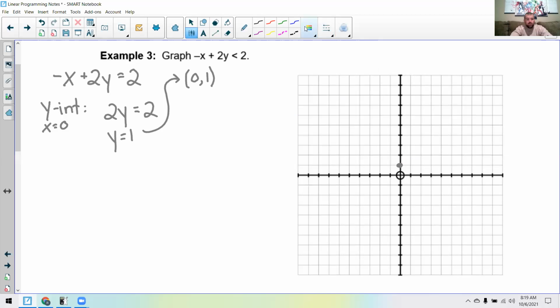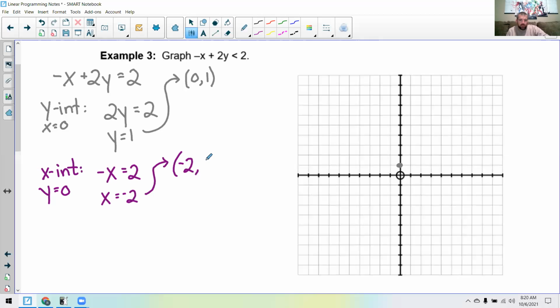And this guy now, we're going to find the x-intercept. That's what we get when y is 0. So we plug in 0 for y, I get negative... Don't forget your signs. Negative x equals 2. So when I divide by negative 1, I get x equals negative 2. So when y is 0, x is negative 2. So I have the coordinate negative 2, 0. Plotting that, negative 2, 0 is right here.